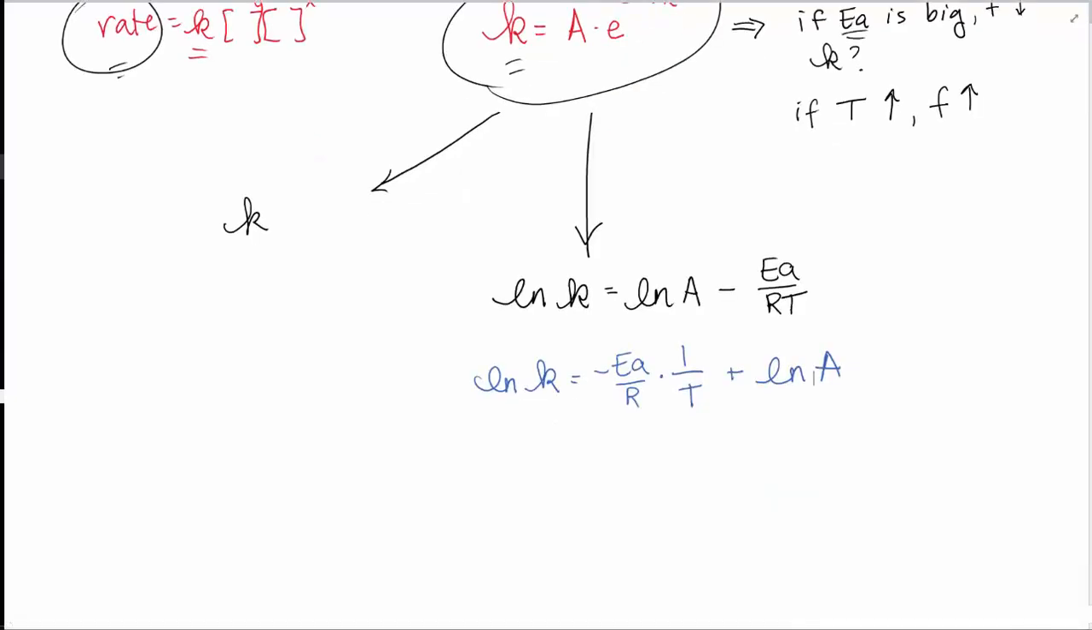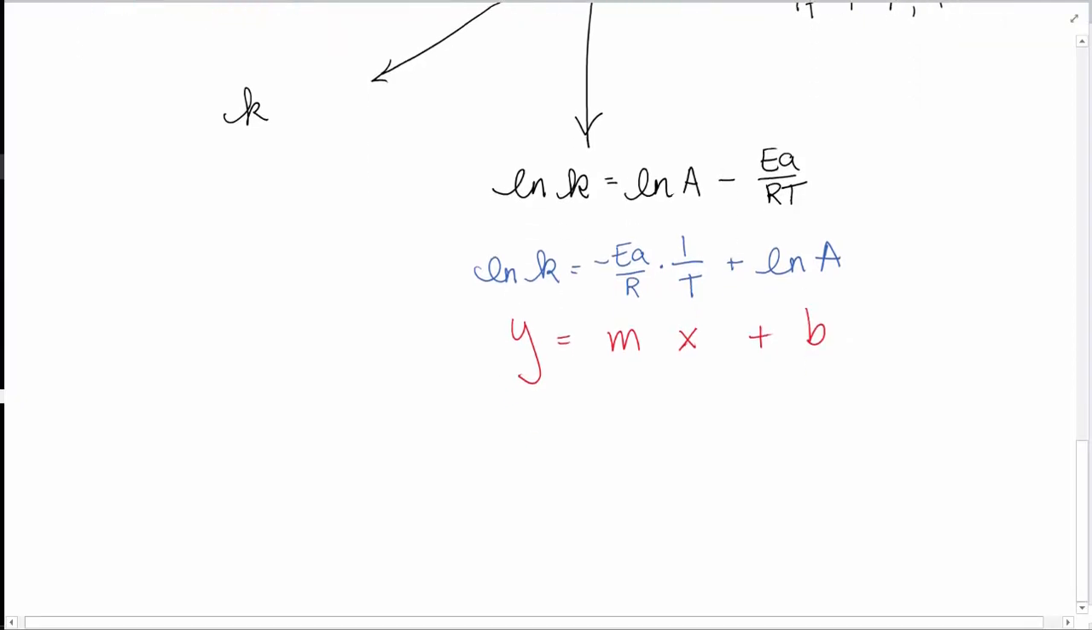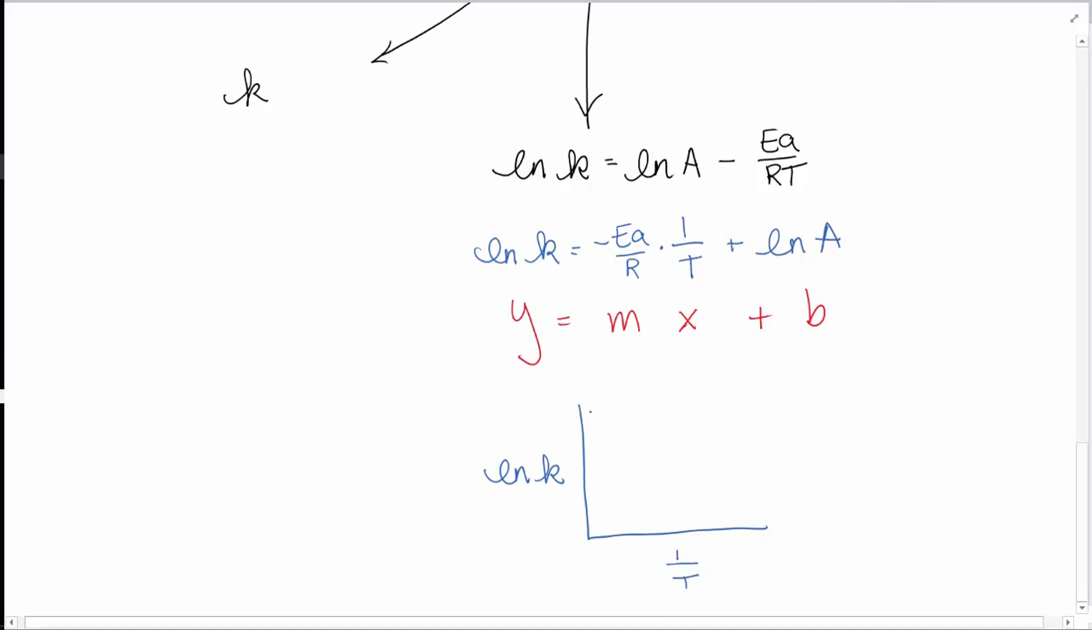And the reason I'm doing that is because scientists don't love exponents. We like lines. y equals mx plus b. So what that means is if we were to graph this, and we graph the natural log of K versus the inverse temperature, we would get a graph that looks like this, with this as the slope. So slope is going to be equal to negative E sub A over R.